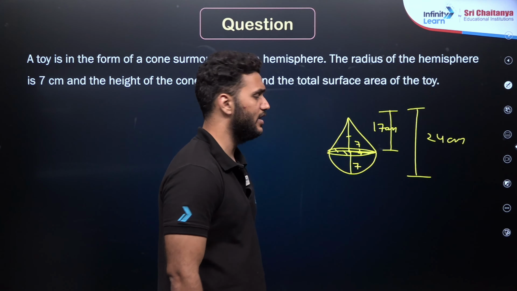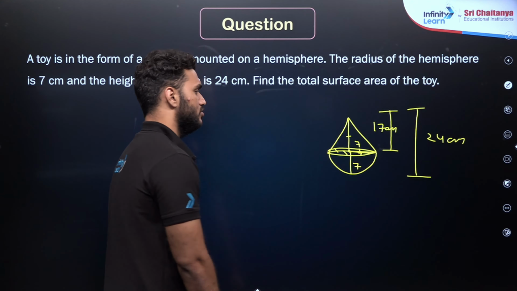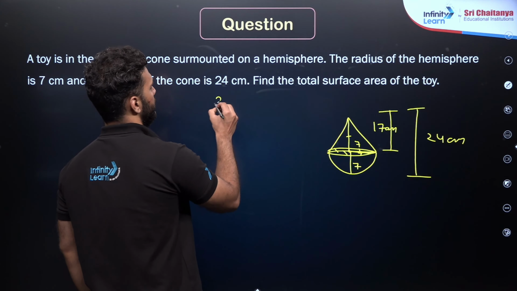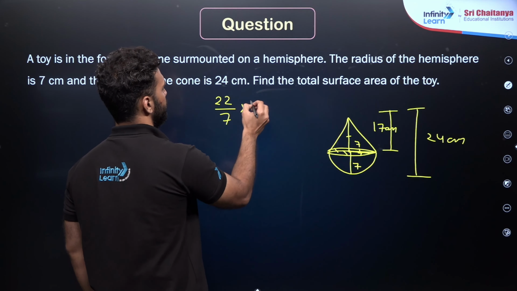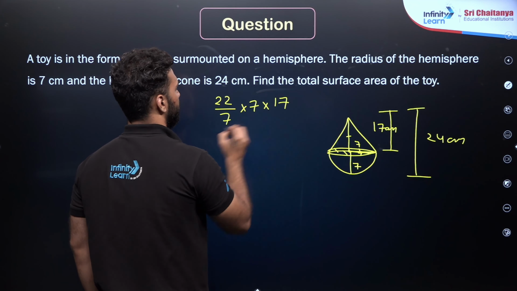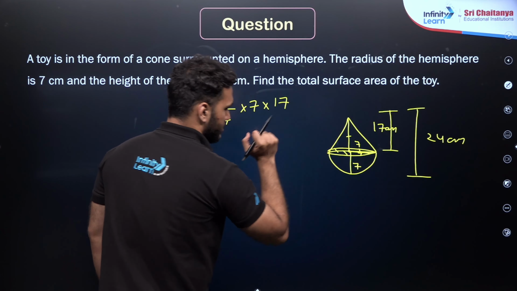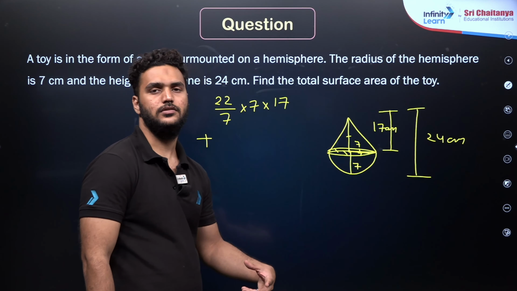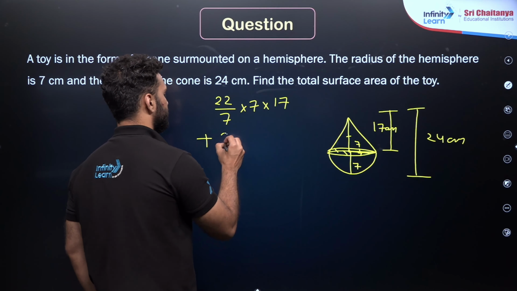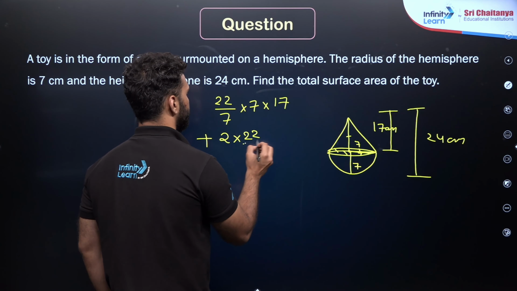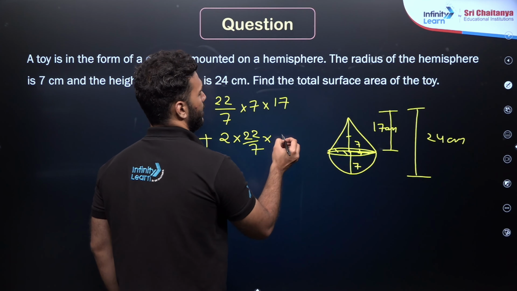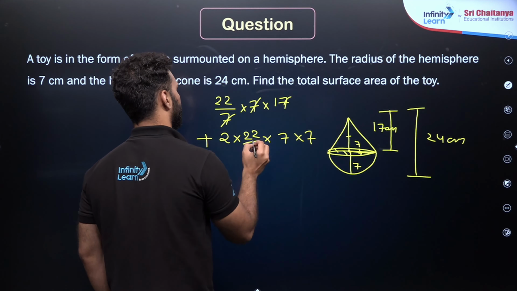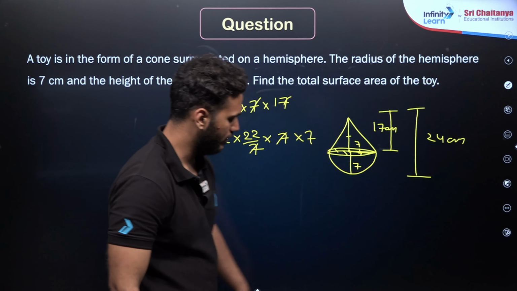So what is the curved surface area? Pi r l. You can use pi r l, and you will get the curved surface area. Pi r l: 22 upon 7 into 7 into 70, plus what about this hemisphere? We have to find only curved surface area because this part is inside. So curved surface area of hemisphere is 2 pi r square. Now just simplify it and you will get the answer.